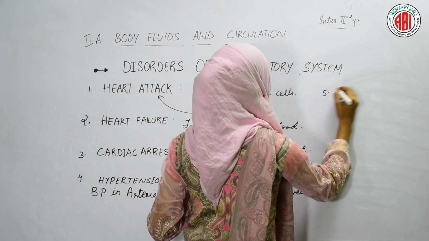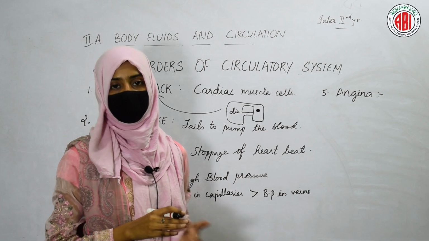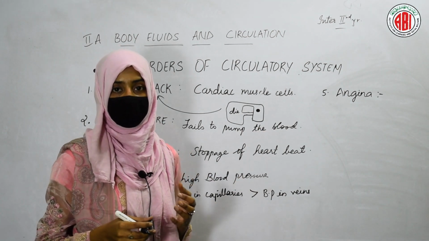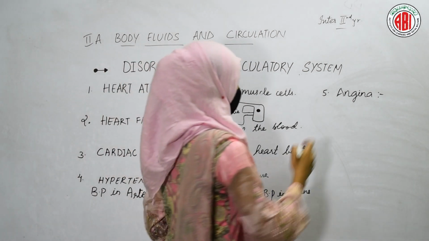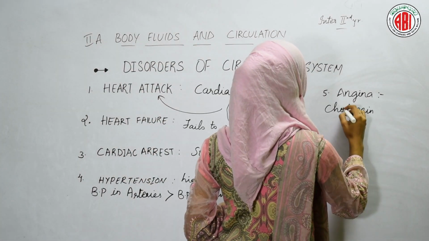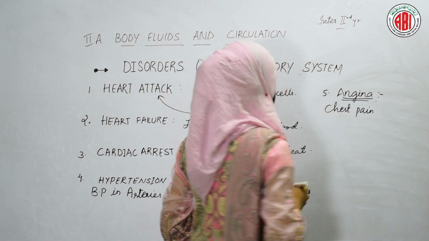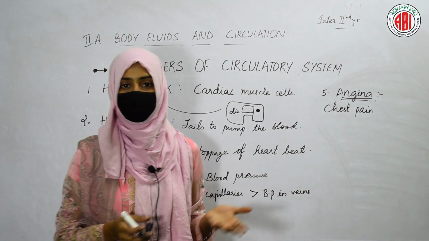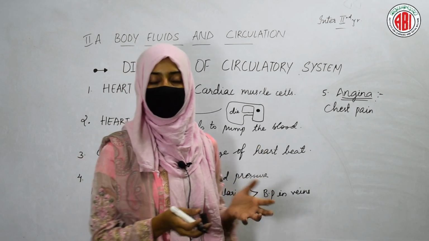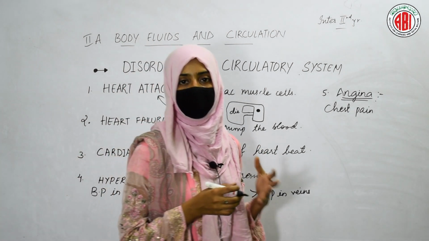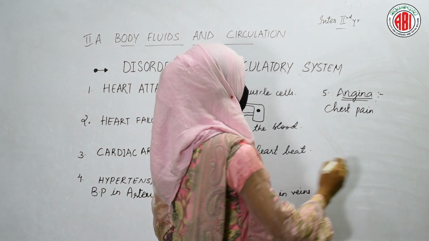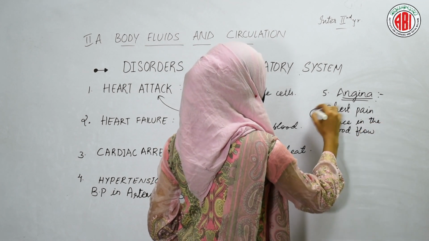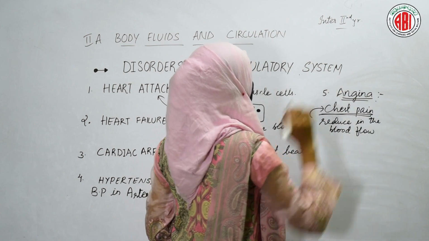The next disorder is angina. It is a simple disorder, angina, where a person can suffer from chest pain. Severe chest pain is a symptom of the disorder called angina. So the main function of our heart is to circulate the blood. But if the heart doesn't receive an adequate amount of blood, then due to the reduction in the blood flow, a person may suffer from chest pain, and we call this condition angina.